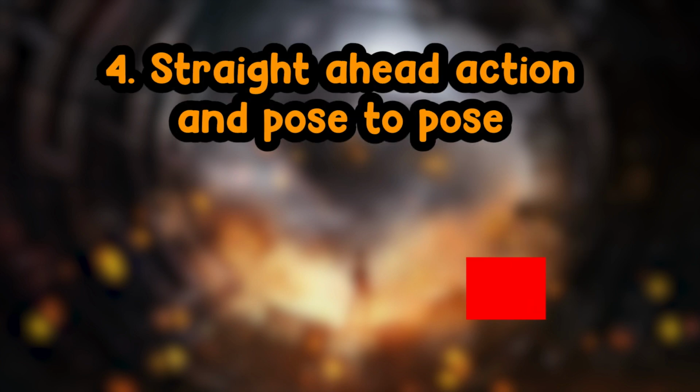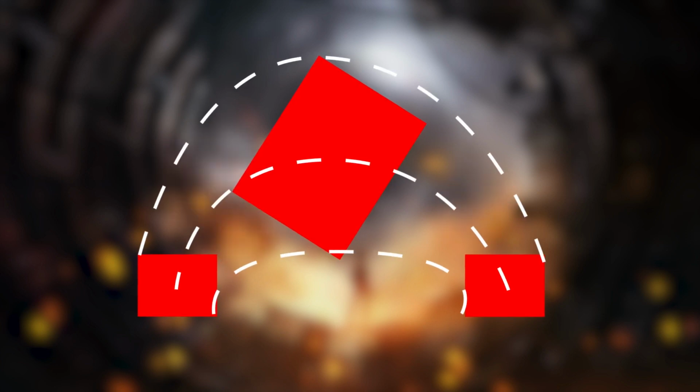The next principle is straight ahead action and pose to pose. Now we want to make this rectangle jump. In a straight ahead action, we just draw the first frame, second frame, and so on. But in pose to pose, we draw the first one, the last one, in between, and then the rest of the frames. Sometimes in a straight ahead action, you can't draw the size of the shapes correctly, but with pose to pose, by drawing some lines, you would be able to draw them perfectly.